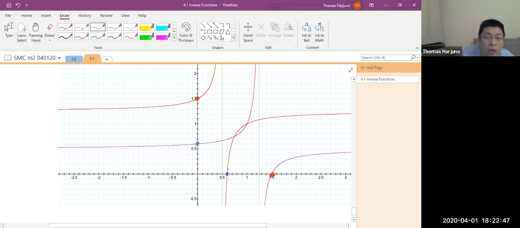Now, the domain of our inverse function is all real numbers except x equals 1/2. That's the domain of our inverse function, right? Which is the range of our original function, all real numbers except y equals 1/2.